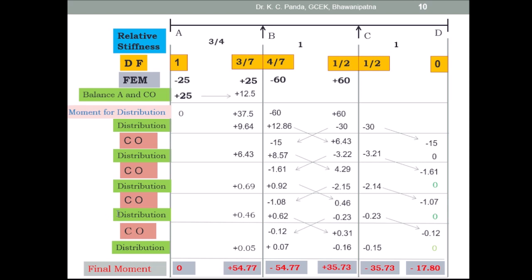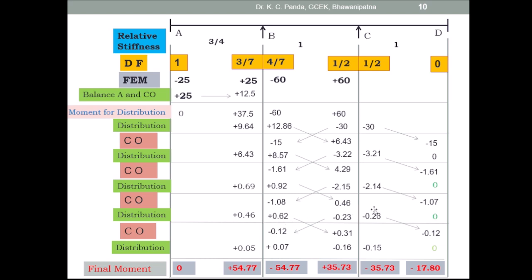Then again you go for the balancing or distribution of the moment at joint B, C, D. What is the net moment at joint B? That is minus 1.08, and that moment you have to balance or distribute to both sides by multiplying with the distribution factor. So minus 1.08 into 3 by 7, so you have to put in opposite sign, plus 0.46, minus 1.08 into 4 by 7, and you have to balance by opposite sign, plus 0.62.